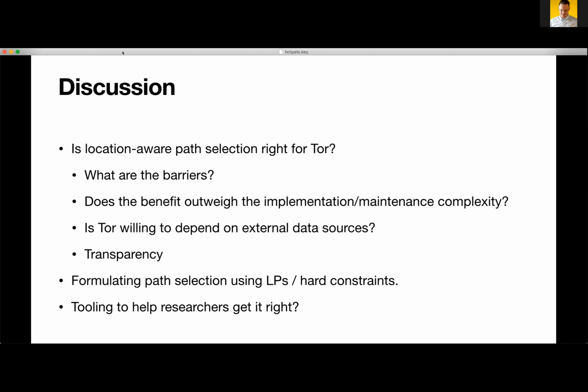Also, there might be some interest in using linear programs or optimization frameworks to formulate Tor's path selection today. And then, yeah, these things are hard to get right. So if there's other tools we could use or design to help researchers get these problems right, I'd love to have that discussion.